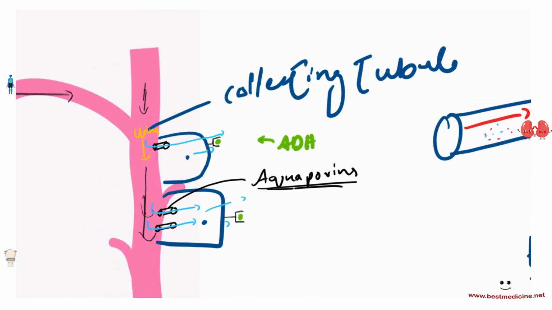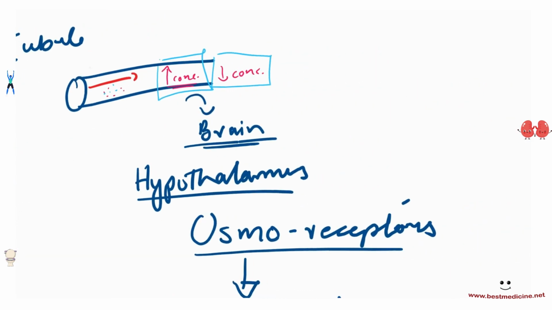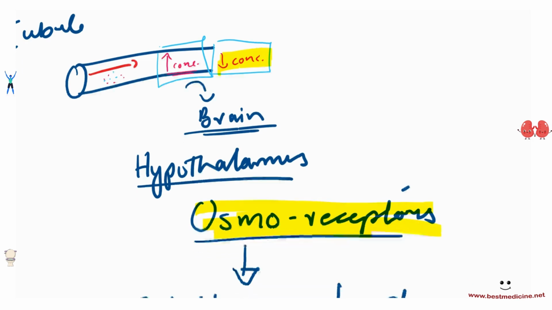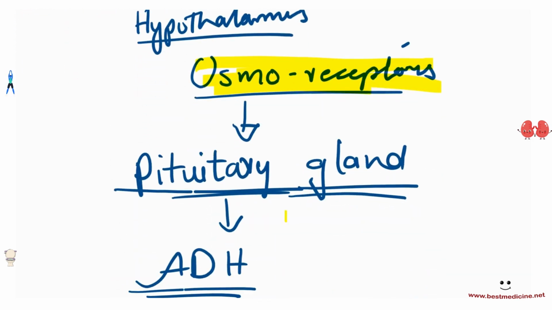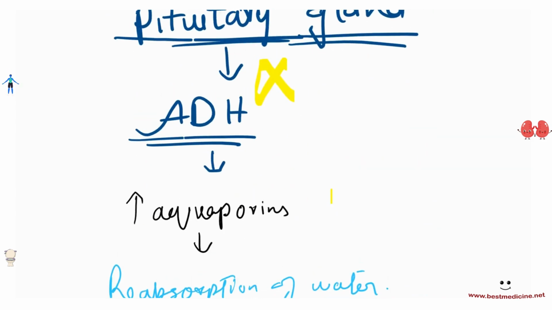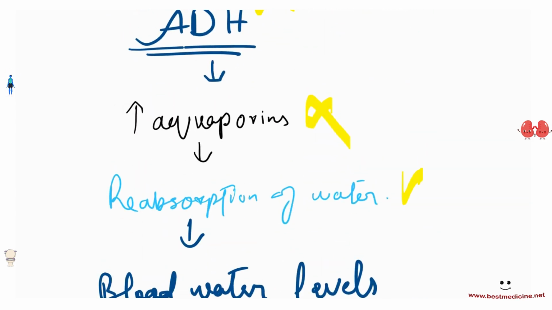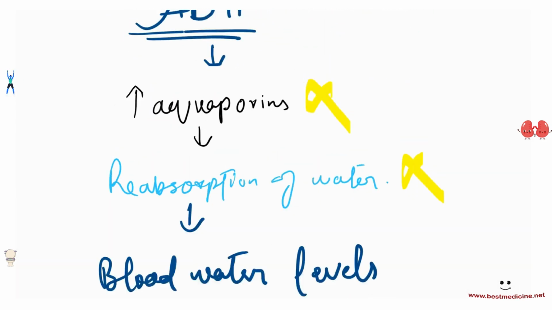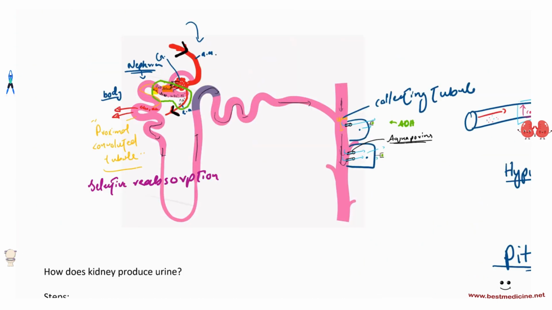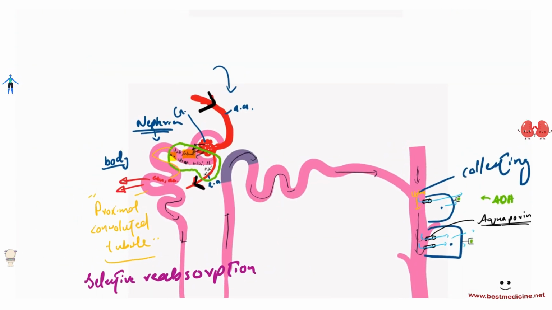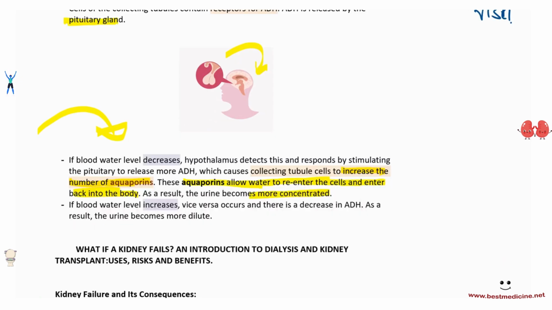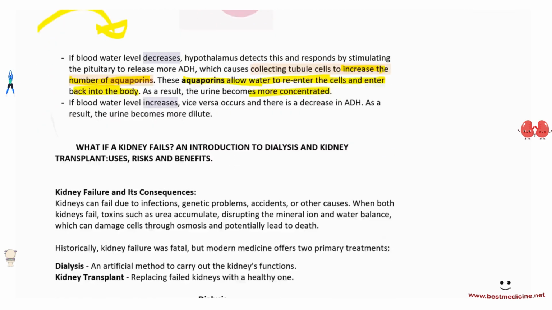And so in that case, the hypothalamus, which contains the osmoreceptors, will detect the decreased concentration of the blood, and they will stimulate the pituitary gland to stop releasing ADH, which means that there is lesser aquaporins and lesser reabsorption of water, and the blood water levels will fall. Okay, back to normal. A decrease in concentration.